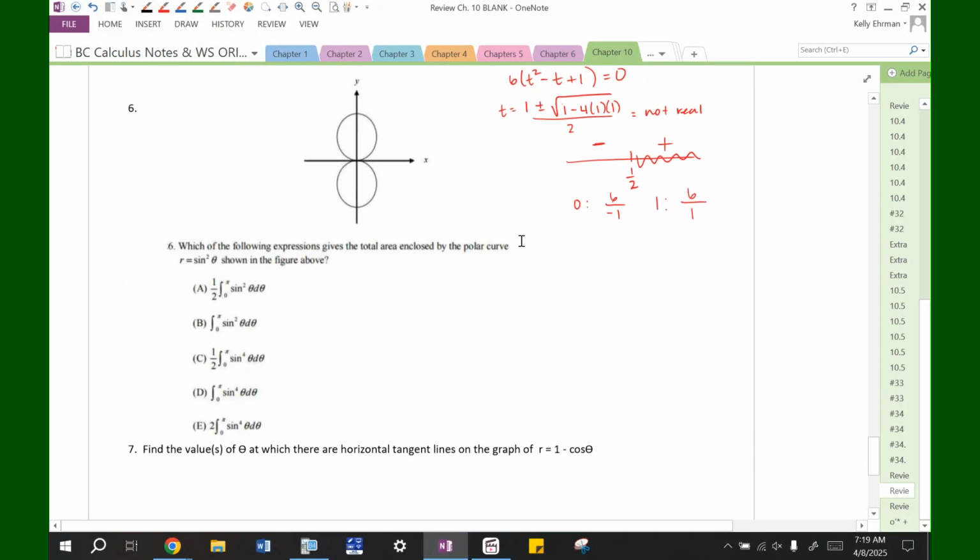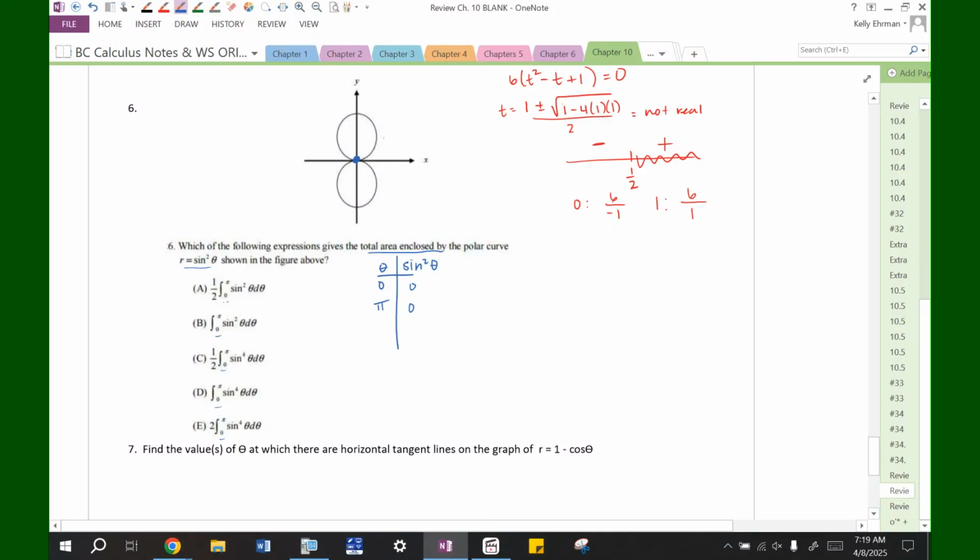Okay, which of the following expressions gives the total area enclosed by the polar curve r equals sine squared shown in the figure above? So take a look at your options before you start setting this up. All of the bounds are from 0 to pi. So the first thing we should do is figure out, where does 0 to pi get you on this graph? So make a little chart. When you plug in 0, sine of 0 is 0. So you're starting here. And when you plug in pi, sine of pi is 0. So you're getting back to here.